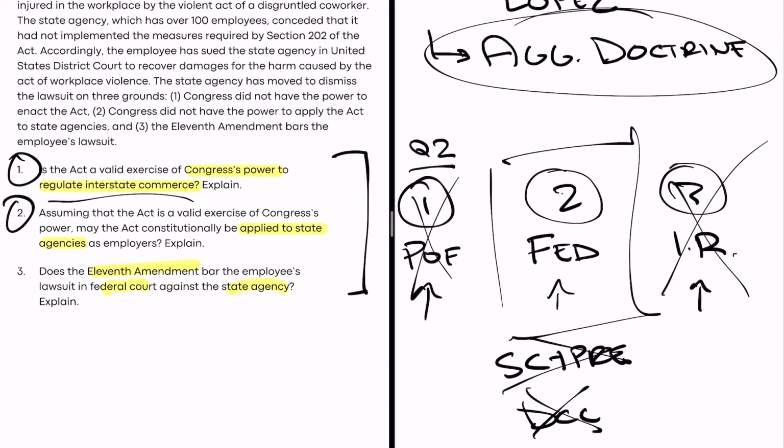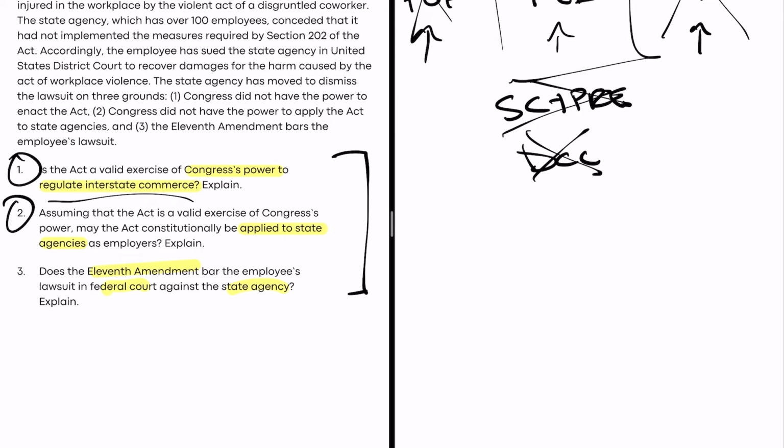Okay, which takes us to question number 3. This is another one that's just given to us, right? Question number 3, it tells us what the issue is. We're looking over at question number 3. Does the 11th Amendment bar the employee's lawsuit in federal court against the state agency?